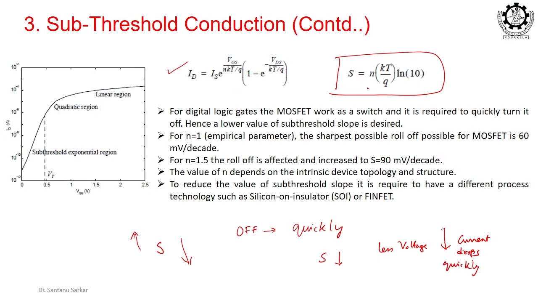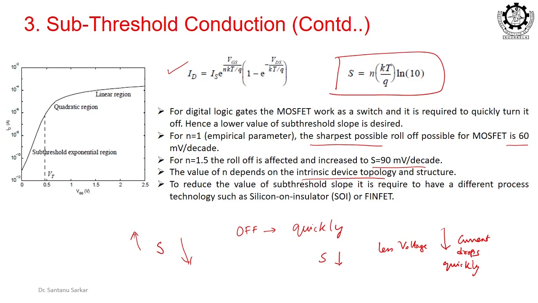So, you see now in this expression, if you put n equal to 1, that is the sharpest roll off possible in case of a MOSFET. This n is some empirical parameter for calculations. So, you will get 60 millivolt per decade. Generally for a MOSFET this n is a little bit larger than 1. So, if n is equal to 1.5, you get 90 millivolt per decade. The value of n depends on the intrinsic device topology and its structure. So, in case of a MOSFET, you are bounded by 60 millivolt per decade. You cannot go below that.